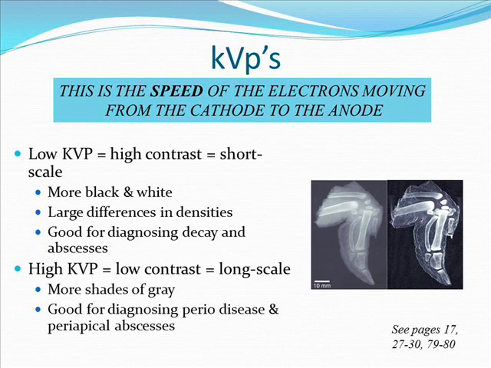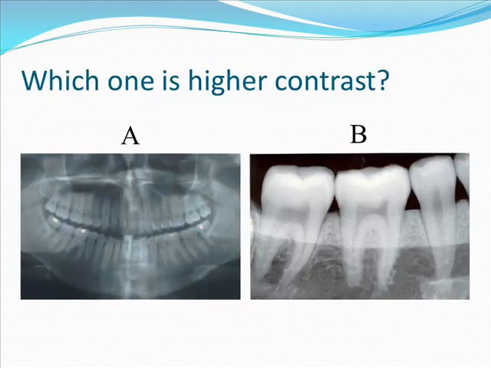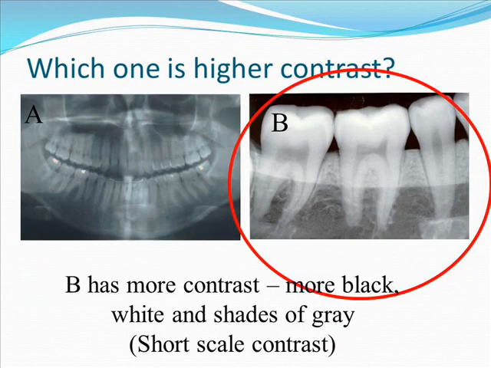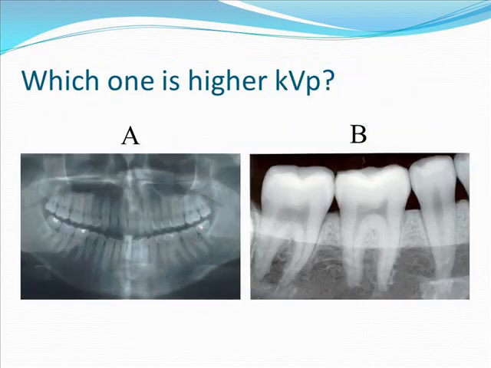So if we want high contrast, we're going to set our KVPs low. If we want low contrast, we're going to set our KVPs high. So if you look at this question here, which one is higher contrast? Which one can we see a big difference between black and white? Well, that would be the one on the right-hand side. High contrast means it was low KVPs. B has more contrast, more black, white, and shades of gray. In this picture, which one has higher KVPs?